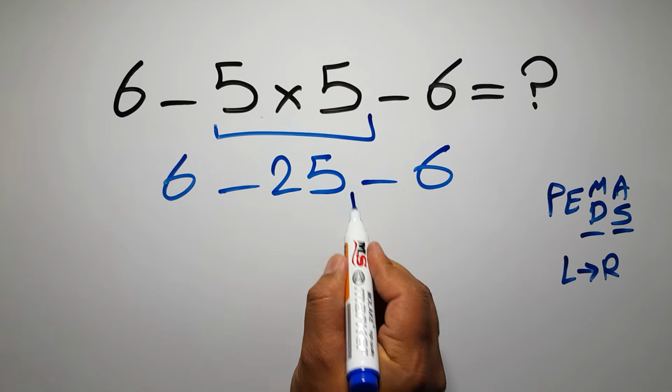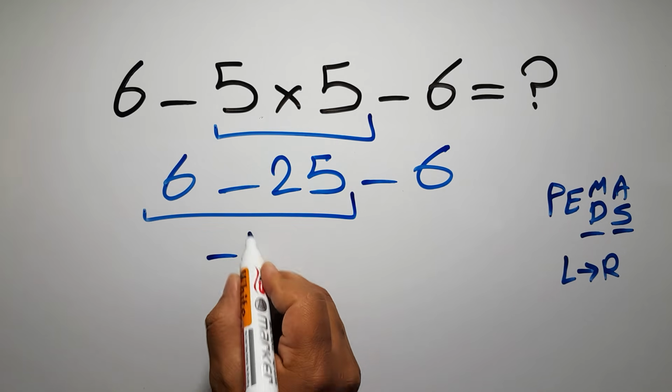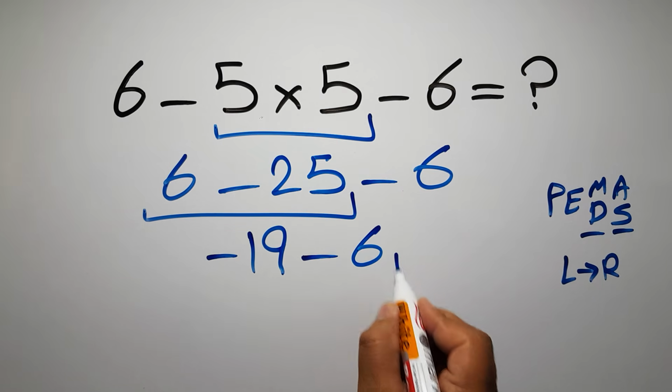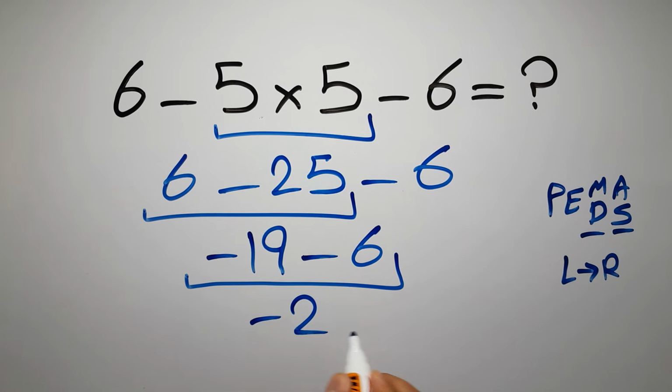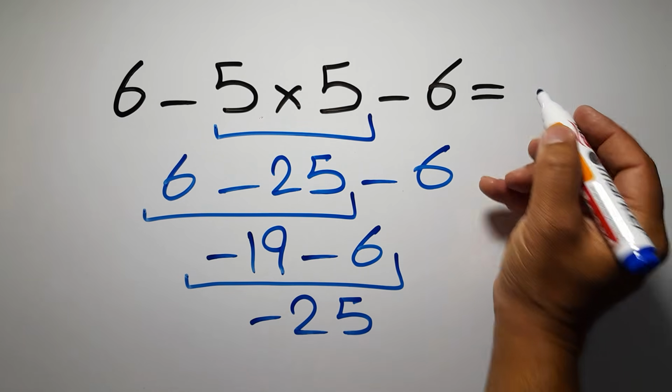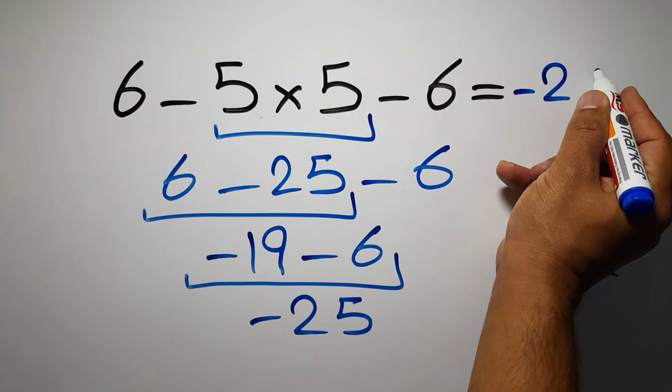6 minus 25 gives us negative 19. And negative 19 minus 6 gives us negative 25. This is our final answer to this problem. The correct answer is negative 25.